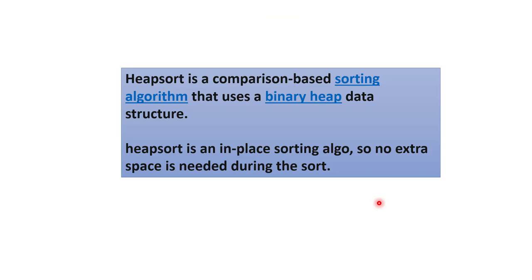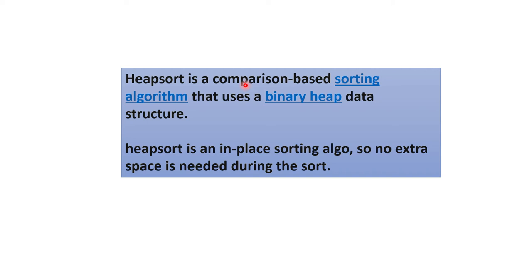So before moving to the programming part, we have to know two terms about heap sort. One is heap sort is a comparison based sorting algorithm that uses a binary heap data structure. So why is it comparison based? Because every time we are comparing and getting the max value and we are placing it behind.